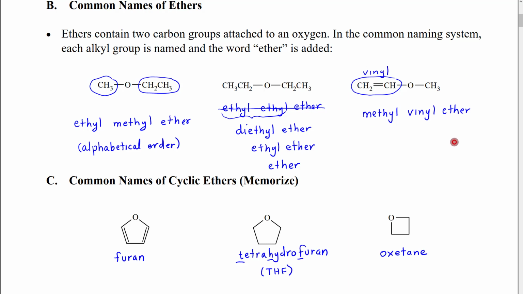Finally then, if we look at this one, we have this group on the left and that group on the right. So the group on the right is a methyl, and I just wanted to include this to review that this group here, which is a 2-carbon group with a double bond, is called vinyl in the common nomenclature. So this is called methyl vinyl ether.